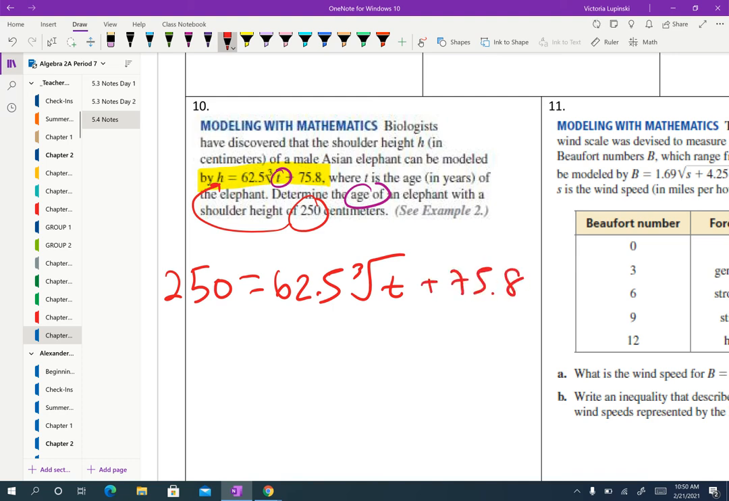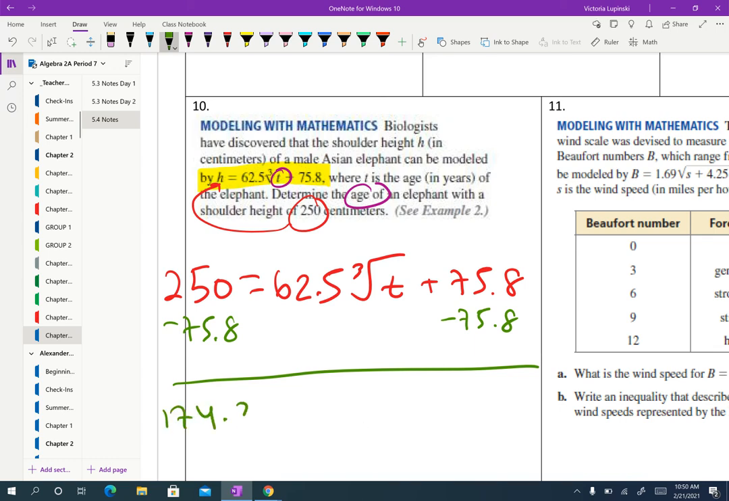You're going to go ahead and solve this exactly the same way that we did the previous problems. The only difference now is you're going to have a little bit of decimal action. So you're going to start by subtracting 75.8 from both sides. Obviously, you'd want to have a calculator for that. So 250 minus 75.8 is 174.2.